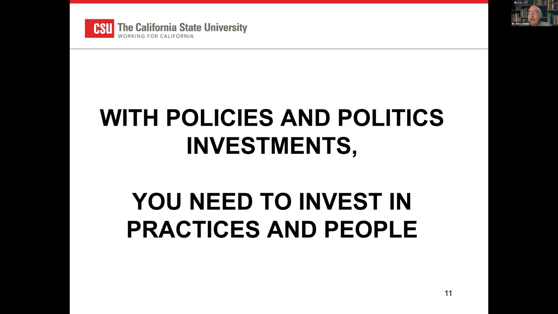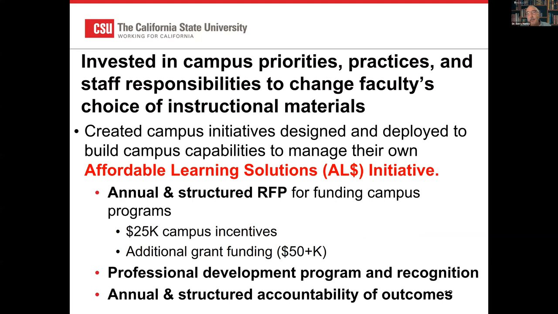And once you set up what I'll call the political context to create priorities, then you have to invest in practices and people. This is where I think what we began doing with the Affordable Learning Solutions Initiative was really important: we had an annual structured RFP for campus funding. And you don't need a whole lot of money to incentivize campuses, because what they need to do is leverage their existing staff and personnel to make this a priority. So with $25,000 annual campus initiatives, that was reliably provided. That's a really important thing when you're thinking about funding your campus practices and priorities. How do you set up a program that every year enables that to occur? And with the various legislative funding in various years, we were able to give some additional funding.